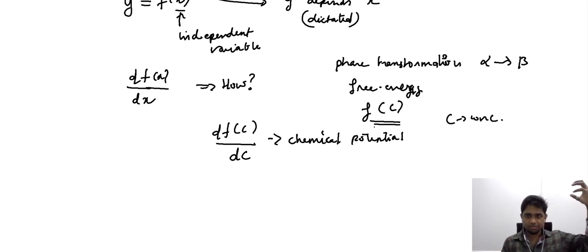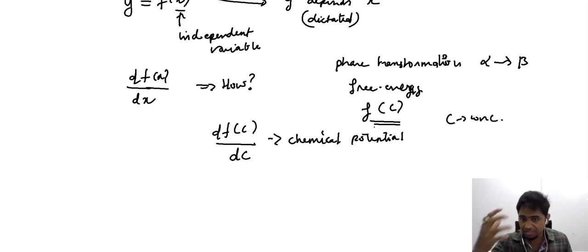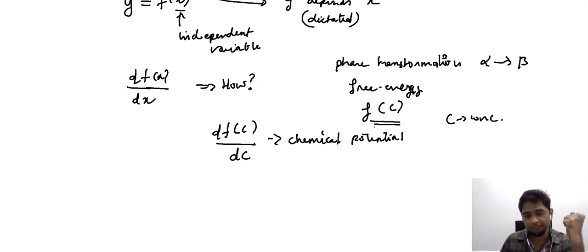So we began with studying phase transformation, and we saw that phase transformation is dependent on free energy, and the free energy is a function that is dependent on the concentration. So the free energy is a dependent variable that is governed by the independent variable of concentration. Now I want to see how this dependent variable varies with the concentration, and in order to do that, I take the derivative of the free energy with respect to the concentration, and that gives me chemical potential.